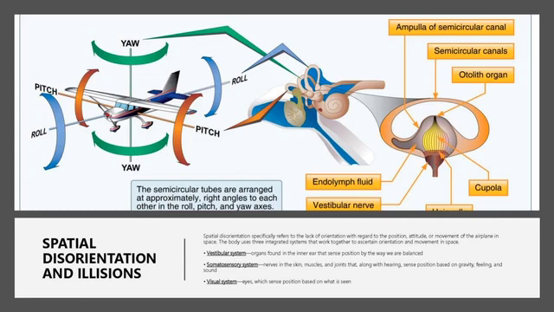The somatosensory system are all the nerves in our skin, muscle, and joints, and along with our hearing, they actually sense position based on gravity, feeling, and sound. And then obviously our visual systems, our eyes, are going to sense the position based on what is actually seen or what is occurring outside. But our eyes do tend to play tricks on us.